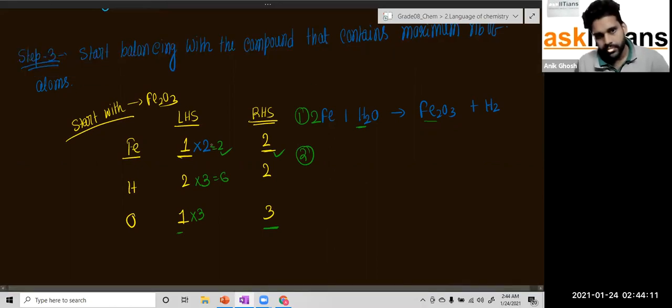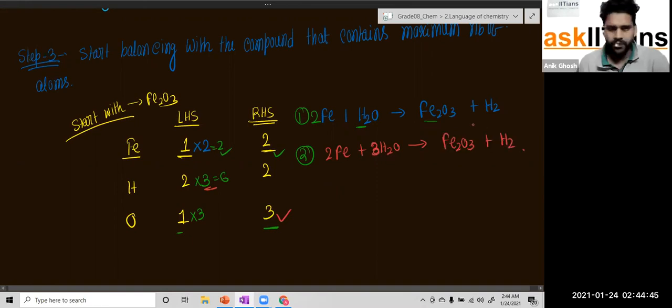Yeah. So iron is balanced. Hydrogen, this is getting worse anyways, and oxygen is balanced. Fine. Now what would happen, let's just write it again. So we have 2 Fe plus how many H2O? 3. Okay. 3 H2O gives us Fe2O3 plus H2. Okay, let me see. Yeah, so this is the equation right now in front of us.